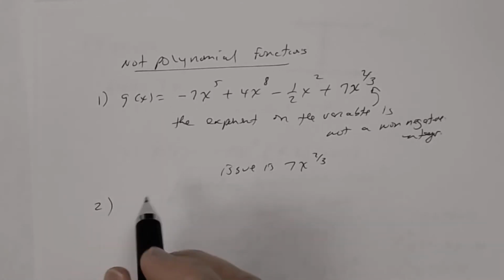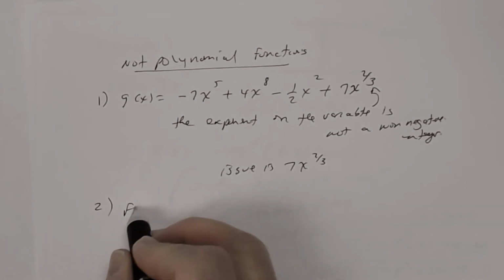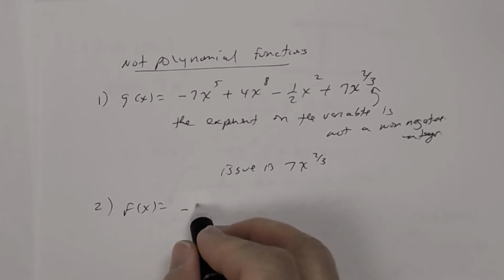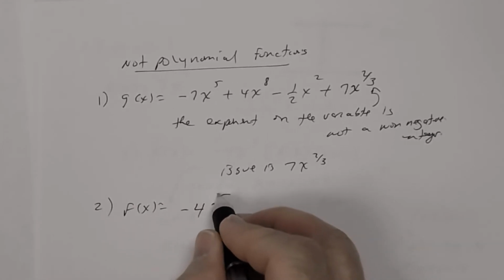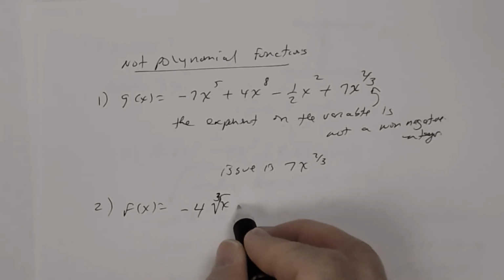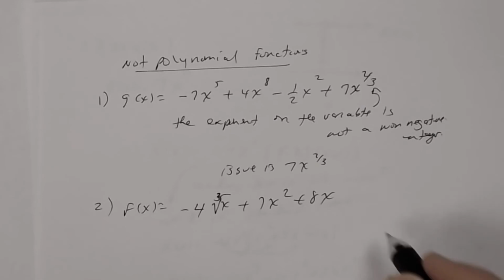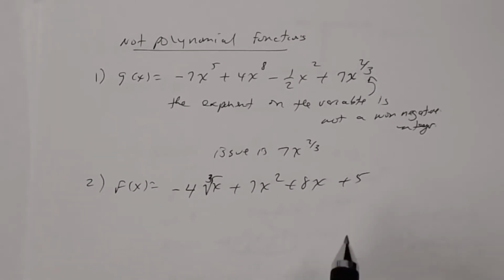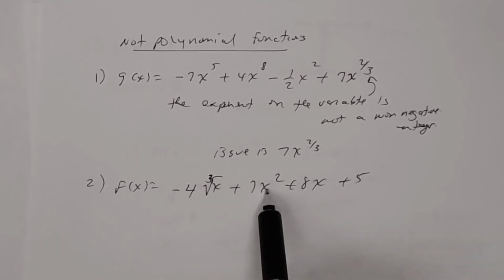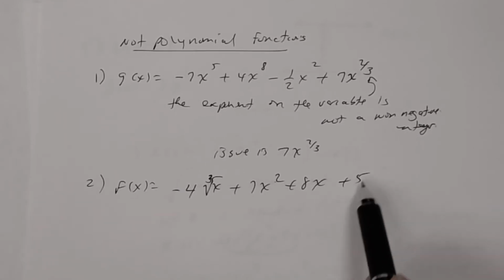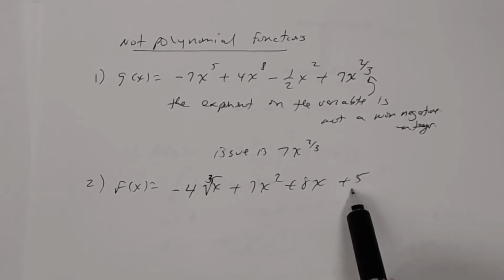Okay, number two. Let's suppose we had f of x is equal to negative 4 cube root of x, that's cube root of x, plus 7x squared plus 8x plus 5. Okay, what's the issue here? So that's not the issue because that exponent is 2, that's non-negative. That's not the issue because that exponent is 1, non-negative. That's a constant term, so we're okay with that.